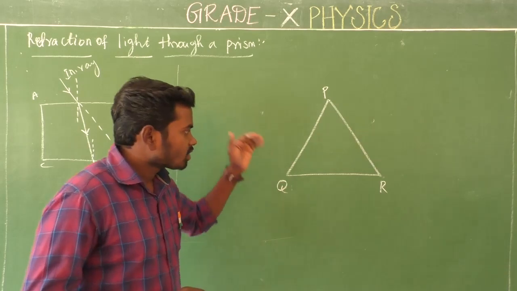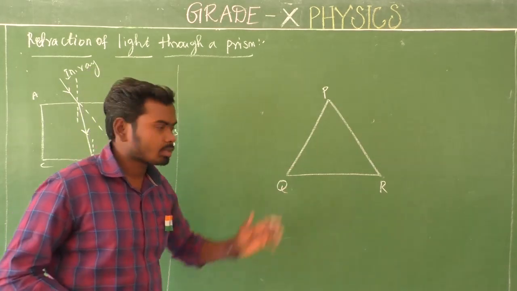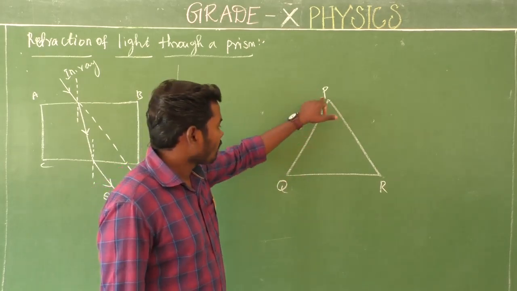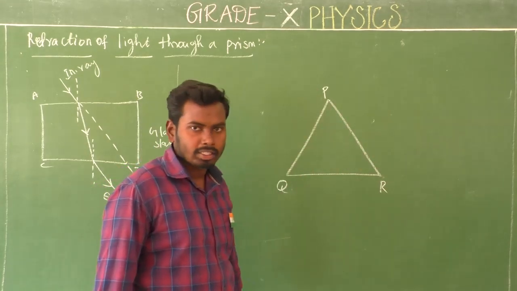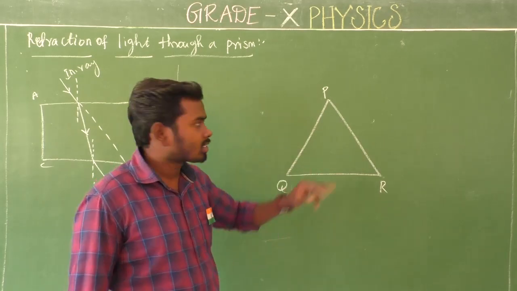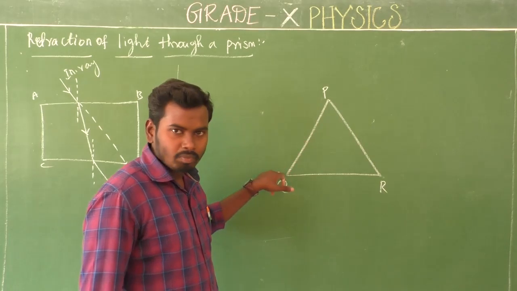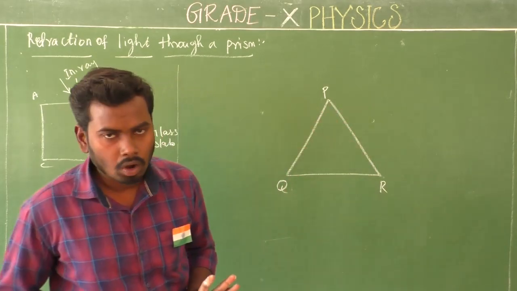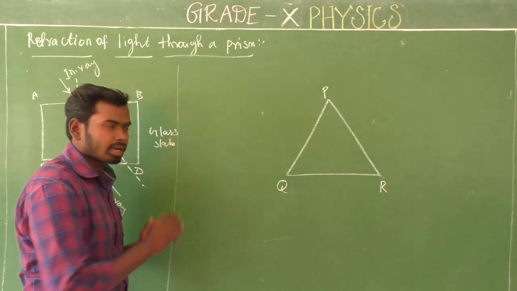So consider a triangular glass prism. The faces of the triangular glass prism are PQ, PR, and then QR. But here the refraction is going to take place at the surfaces PR and PQ. That's all. Yes, so this is a glass prism.